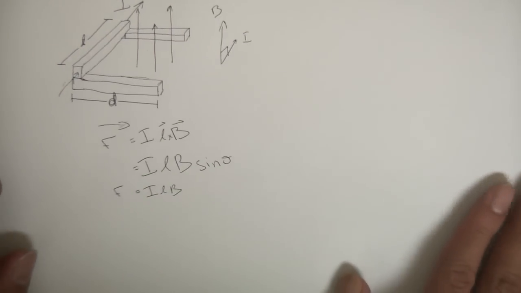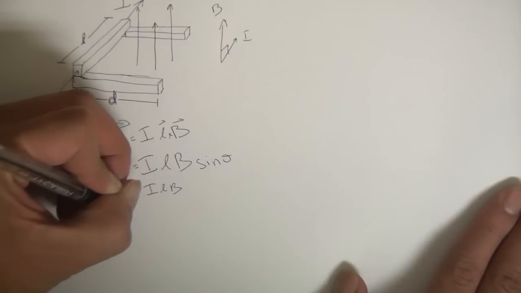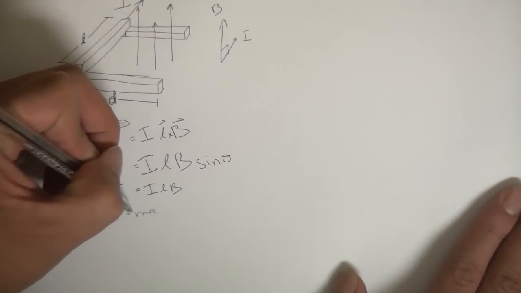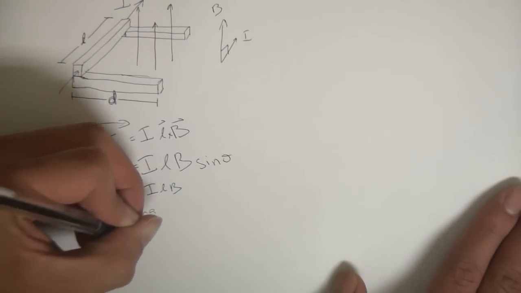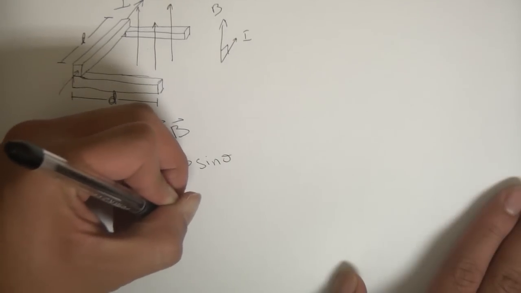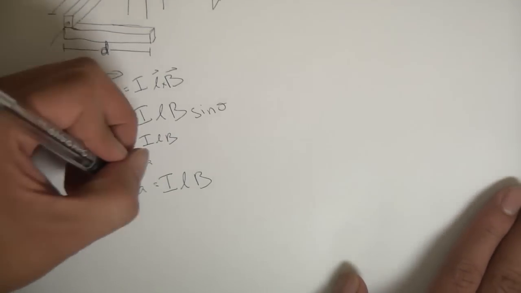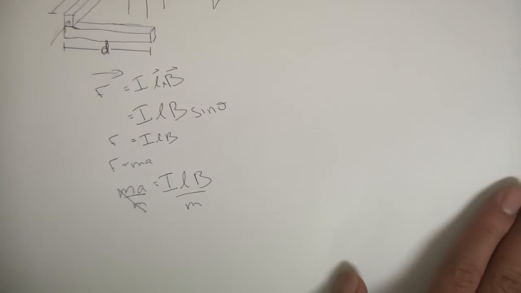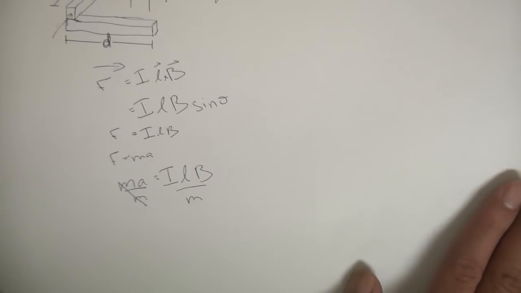And then using Newton's second law, we can remember that F equals ma, and then set these two equal to each other. So ma equals ILB, and then we just solve for a, the acceleration, by dividing the mass on both sides. So now we have an expression to find the acceleration, but we want to find the final velocity.